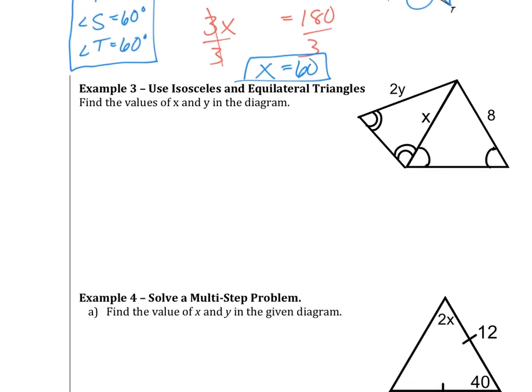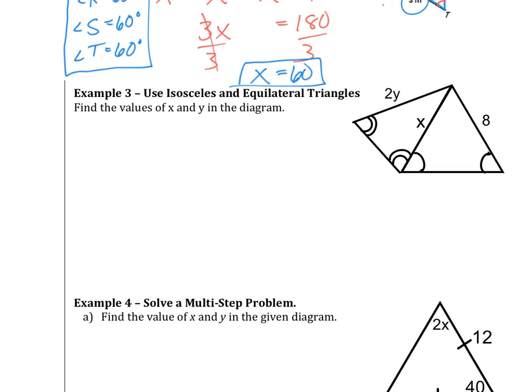Example 3. It says, use the isosceles and equilateral triangles. Find the values of X and Y. So if you look over here, the triangle on the right has 2 congruent angles. I'm talking about this triangle over here, the blue one. Okay? So if the 2 angles are congruent, that means the opposite 2 sides are also congruent. So if one opposite side is 8, this opposite side over here is also 8. So X must equal 8.